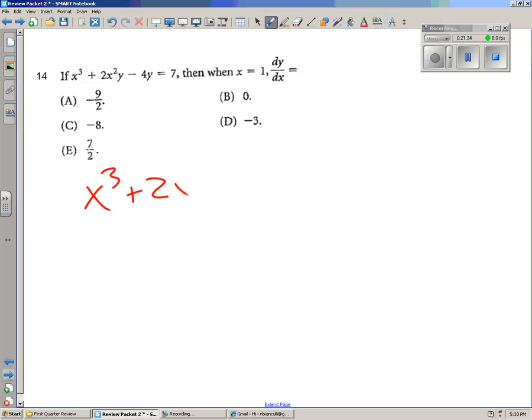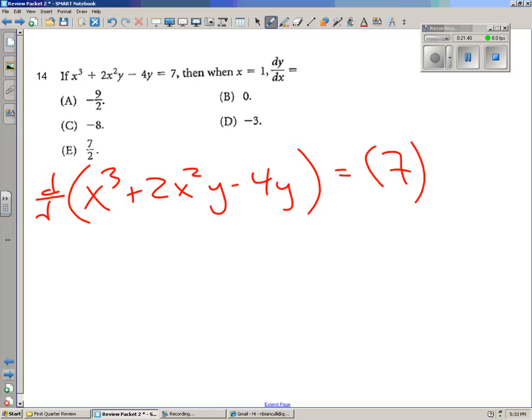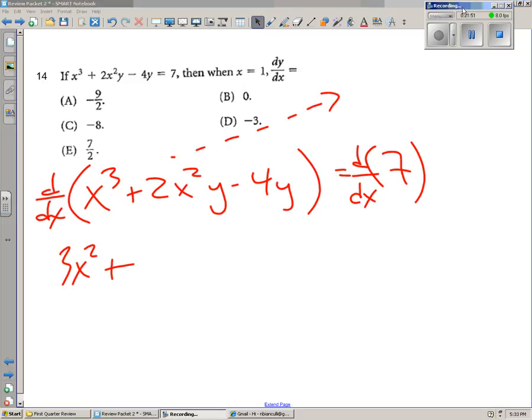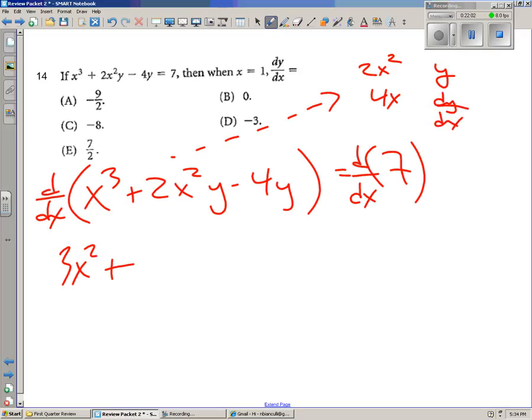So here we go. Taking the derivative with respect to x on both sides, what's the derivative of x cubed? Well, that's 3x squared, plus a little product rule here. We have 2x squared and y. When we take the derivative of 2x squared, we get 4x. The derivative of y is dy over dx. Now we can cross them and get the product rule answer. So we get 2x squared dy over dx plus 4xy.